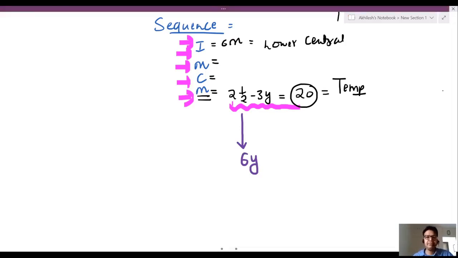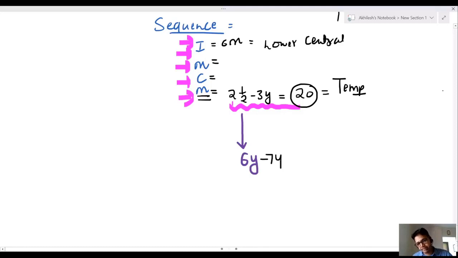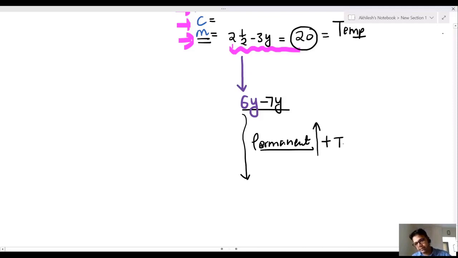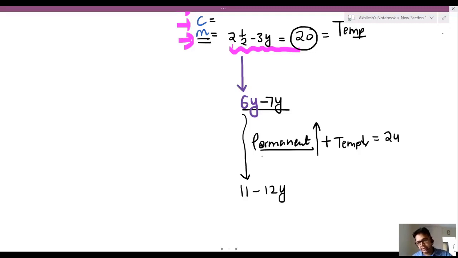But what will happen, my dear friend, when you enter 7 years, 6 to 7? Permanent teeth eruption starts. Permanent teeth will increase in number, temporary teeth will decrease in number, and the total number will remain 24 from 6 to 7 until 11 to 12 years of age. So this age is known as mixed dentition.